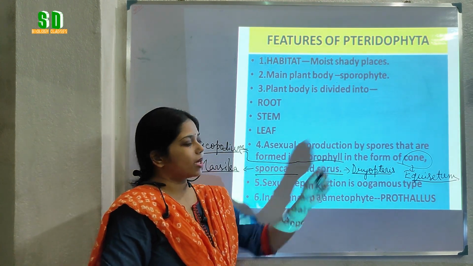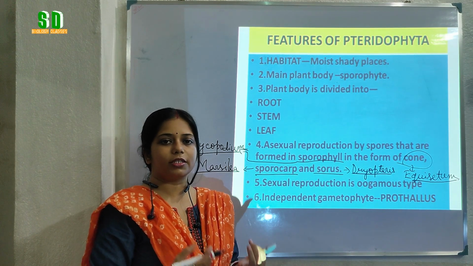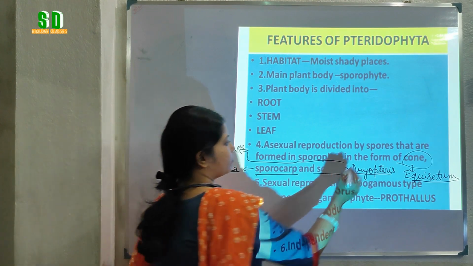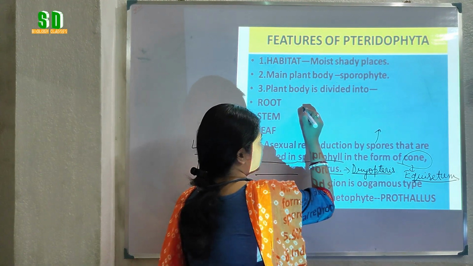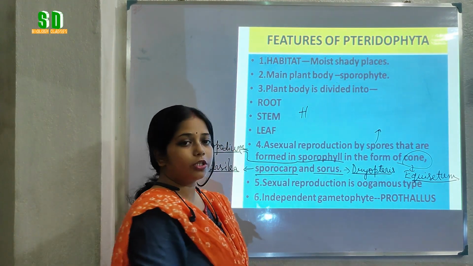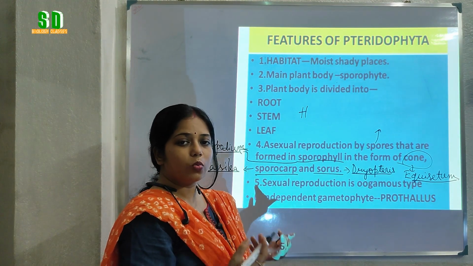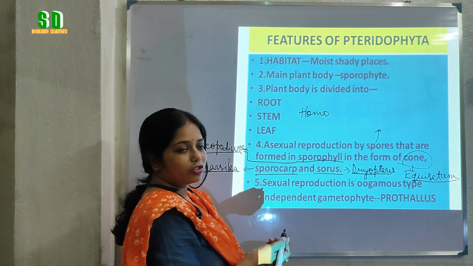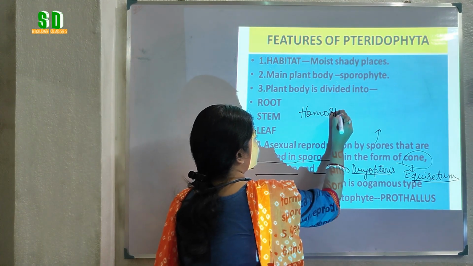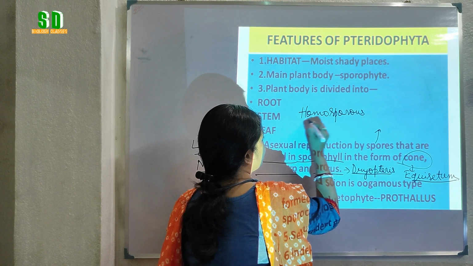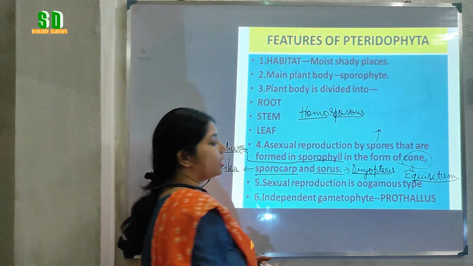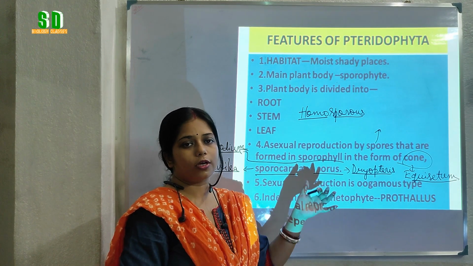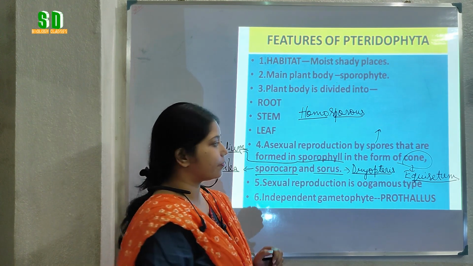Now we will talk about the spores. What are the types of spores produced in the Pteridophyta? In case of Pteridophyta, we can see that some of the species produce simply one type of spore, and that type of pteridophytes are called the homosporous pteridophyte. So when the pteridophytes produce simply one type of spores, they are called the homosporous pteridophyte.